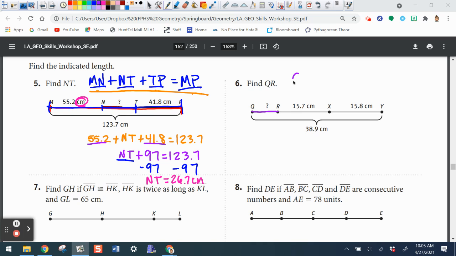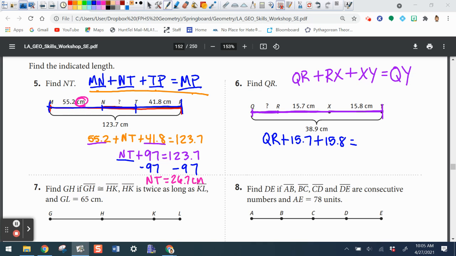We're going to approach item 6 the same way, finding QR. So we know that QR, that length, when added to the length from R to X and added to the length from X to Y, those three segments combined create this larger segment QY. So there's our formal equation, and I'm going to replace it with known values. QR we'll leave as QR. RX we'll replace with 15.7. XY we'll replace with 15.8. And QY we'll replace with 38.9.